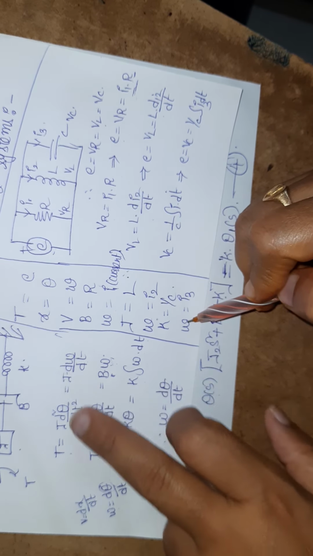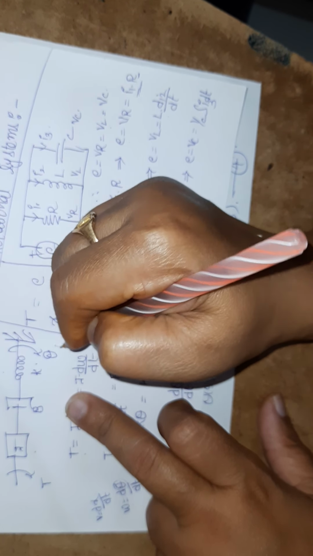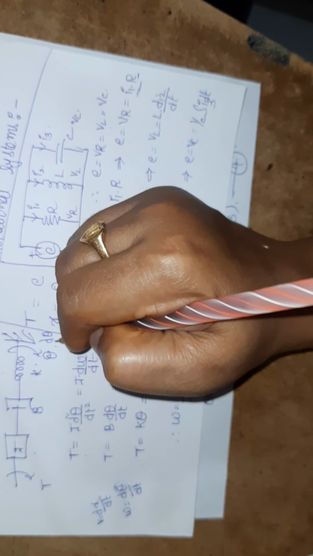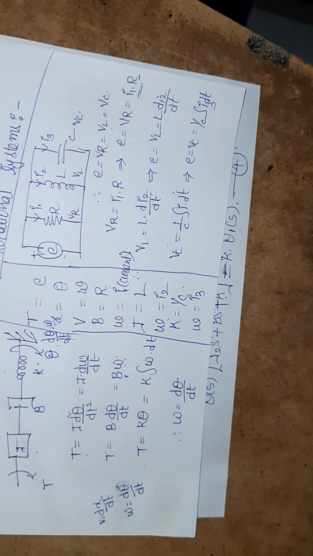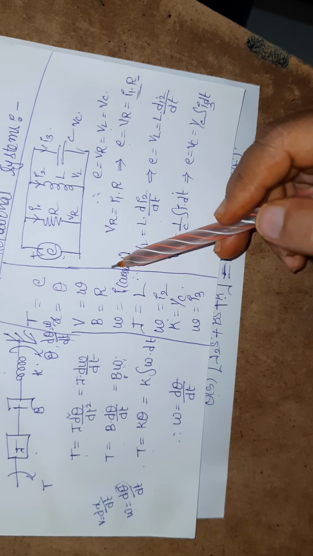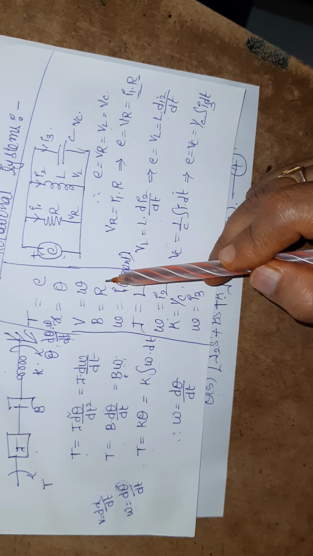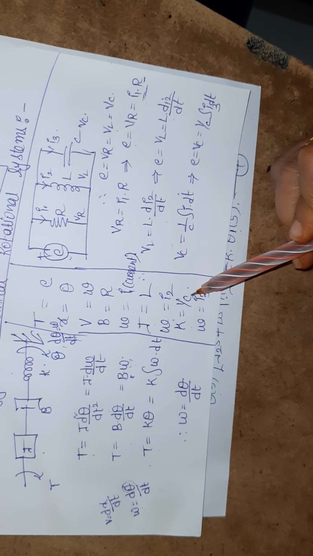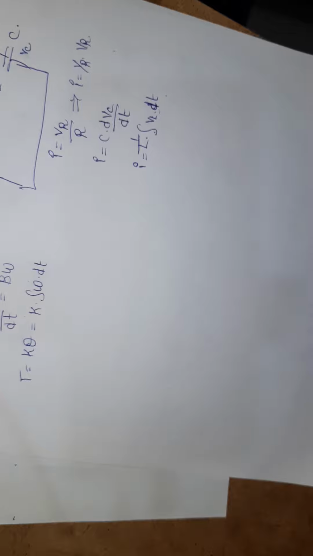Here omega is nothing but the output, like theta or d theta by dt, which is omega. So after comparison I got these: instead of J you have to write inductor, instead of B you have to write resistor, and instead of K you have to write the reciprocal of capacitor.